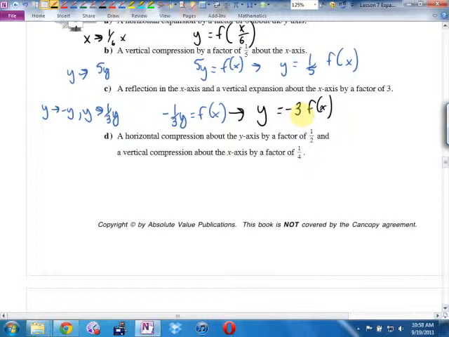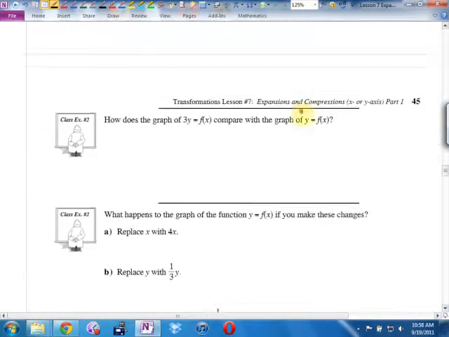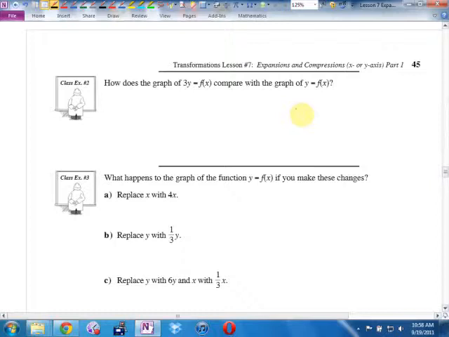Example 2. We're not going to write this down, we're just going to do this orally. How does 3y equals f of x compare with y equals f of x? How do these two graphs compare? Looks like they've replaced y with 3y. Vertical or horizontal? Vertical. Expansion by 3 or compression by a third? Compression by a third. All your heights are one third as high.